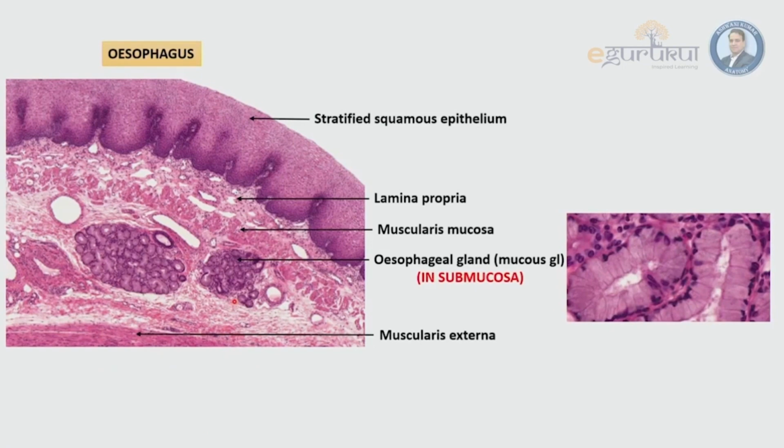So that is one slide of the esophagus. If I say the two most important features to remember, one is the stratified squamous epithelium, and then the esophageal glands present in the submucosa.